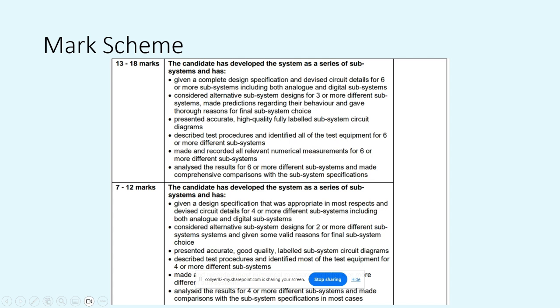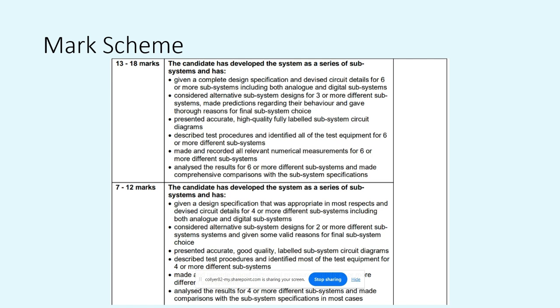So this is the bit where you are writing a specification, alternatives, circuit diagrams, test procedures, test results, analysis of results for each block on your block diagram. So this is each individual subsystem.